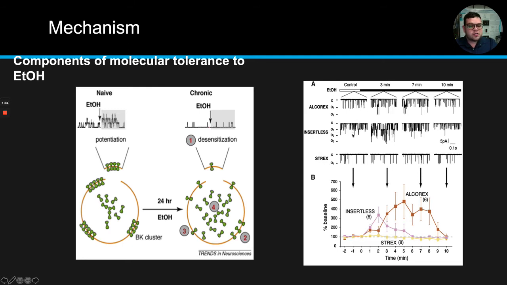For the zero isoform, we see here that after 3 minutes of exposure to ethanol, we see potentiation of the channel, and then as time passes by, we see that decrease, that desensitization. On the contrary, and here we see the specificity of the response in the different isoforms, we see that the STREX isoform is not going to be responsive to the presence of ethanol in the cell.